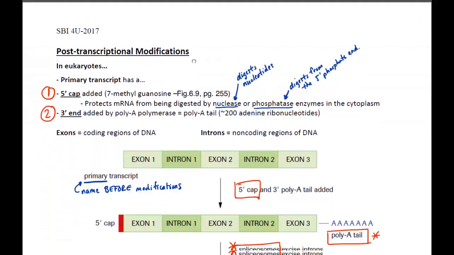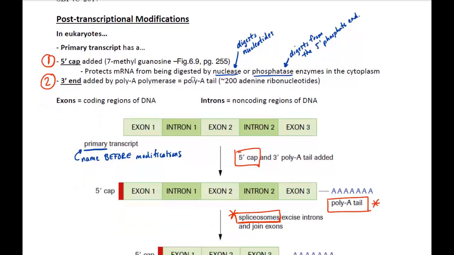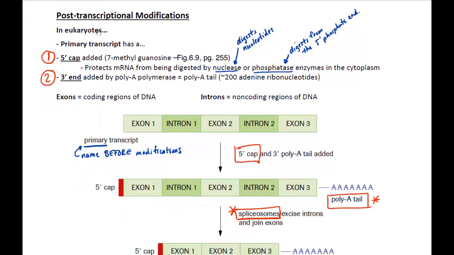Here's how it gets modified. Okay? There are 3 things that are going to happen in eukaryotes. This is different if you're talking about bacteria, but in eukaryotes, there are 3 modifications. We call them post-transcriptional because they're after you've transcribed the mRNA, and then you modify it. Okay? Post-transcriptional. This is before it leaves the nucleus.